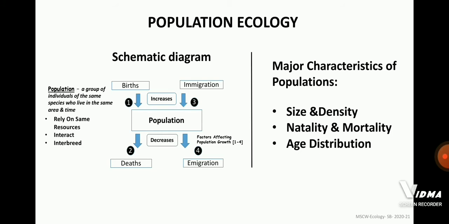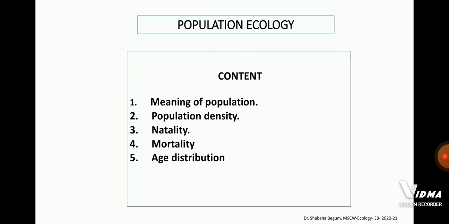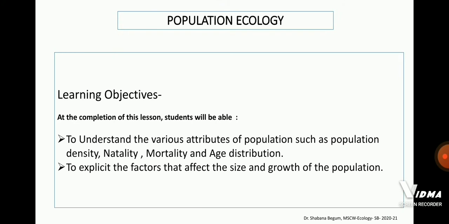So the major characteristics of populations which I am going to discuss in this particular session are the size and density of population, the natality, mortality and age distribution. As I already mentioned, the content of this session is the meaning of population, then population density, natality, mortality and age distribution, which are all the attributes of a population. And the learning objectives once again are to understand the various attributes such as population density, natality, mortality and age distribution. Apart from that, to explain the factors that affect the size and growth of the population.